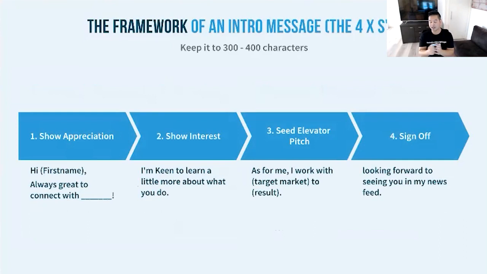Now, I'm going to talk about something that's a lot more important. It's the intro message that comes after they've accepted your request, and it's the offer message. That's what's going to make or break your campaign. The framework of an intro message, we call the 4 S's. You've got to keep your messages to 300 to 400 characters. As soon as you go over 400 characters, it starts to look really long inside of LinkedIn, and it looks like you're trying to sell to them, even though you might not be. Long form doesn't work on LinkedIn. I've tried it so many times. You've got to keep it to 300 to 400.